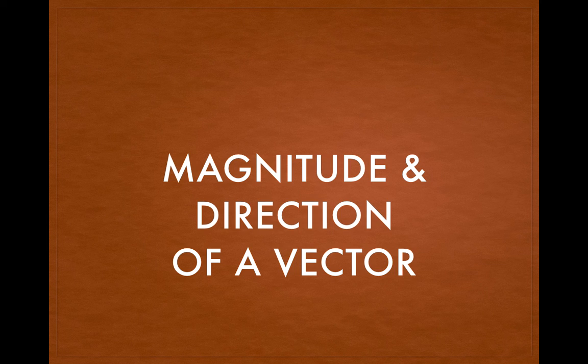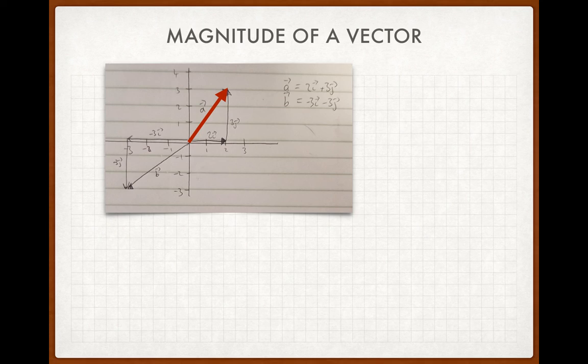Right, moving on. Magnitude and direction of a vector. Well, let's start with the magnitude of A. If you look at the vector A, there are two components there. There's a 2i and a 3j. And that makes up a little triangle. The horizontal is of length 2, the vertical is of length 3. So to calculate the magnitude of A, which would be the length of that red vector, we could just use Pythagoras. And that's exactly what we do.